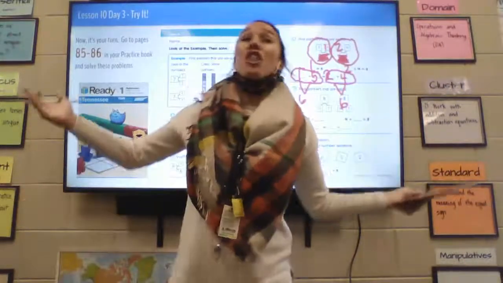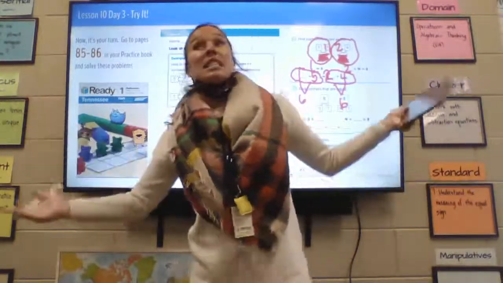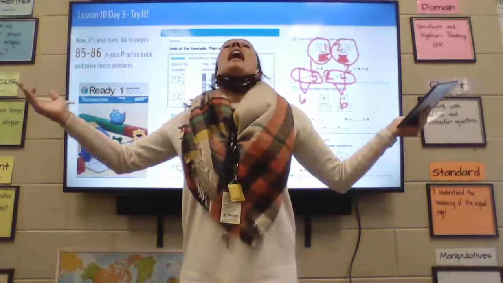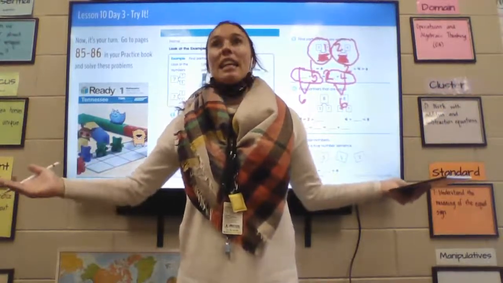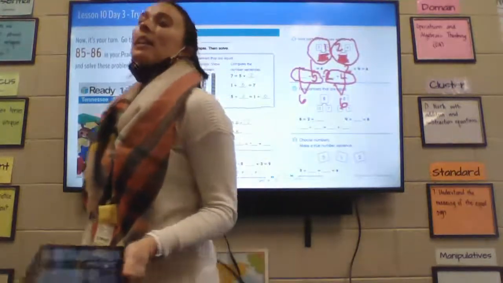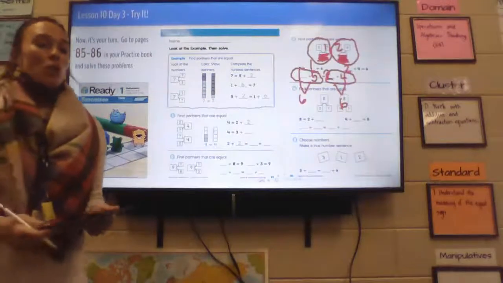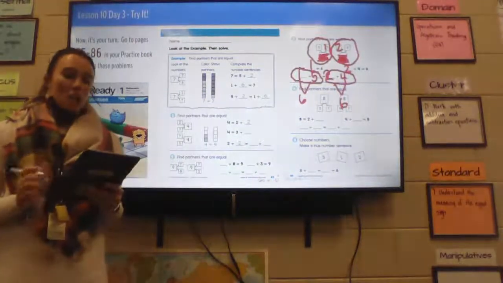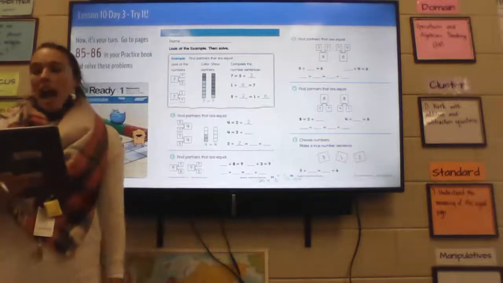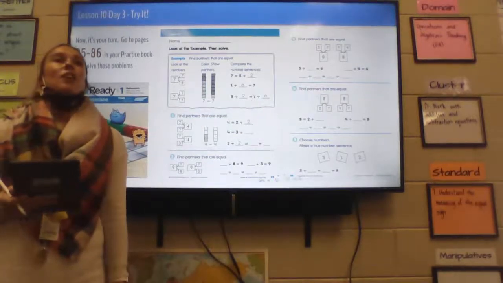How are they both the same? Zayden. And what is that number, Landon? Yes, it made the number 6. Make yours look like mine, and let's go to the number 4. We're going to number 4. I've got two number bonds I need to fill in.